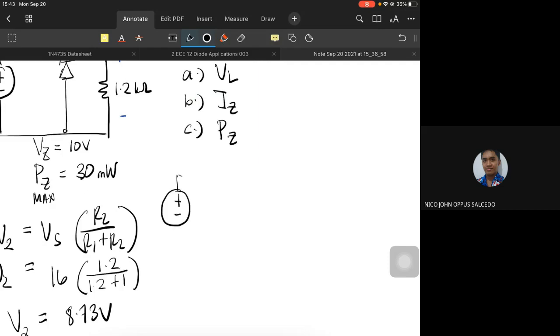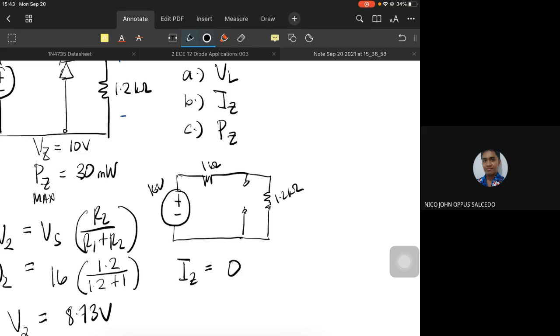So it's as if it's not there. Our circuit is just like a normal voltage divider. And we no longer need to solve for IZ because it's an open circuit. We know it's 0 amperes. And the power dissipated by the diode is 0 watts.